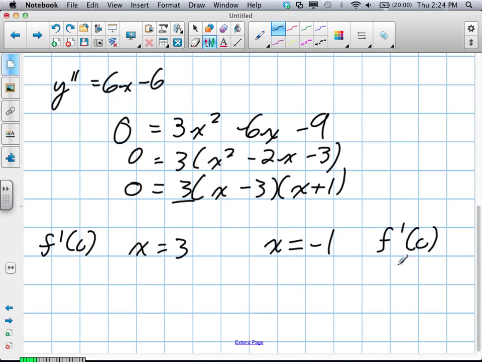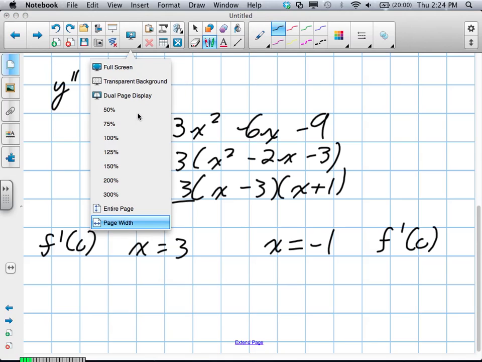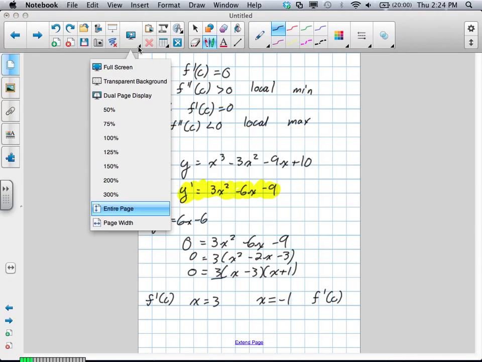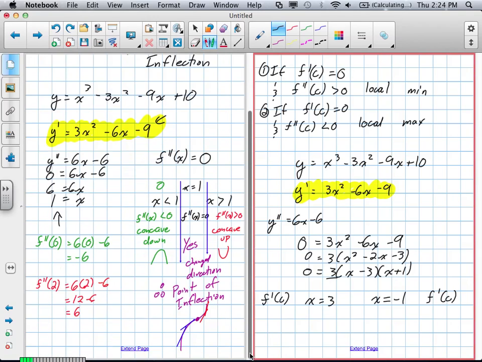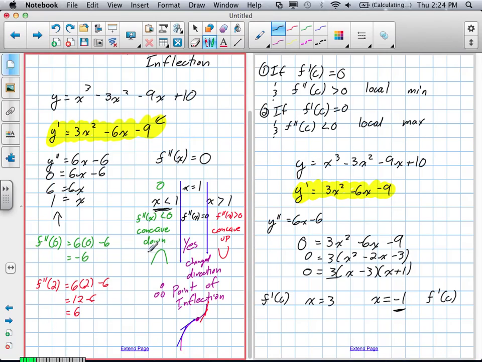Well, remember, at these points, we need to figure out if it's concave down or concave up in order to find local minimums or maximums. Luckily, we've already kind of done that part of the information on our other page. Remember, our point of inflection was at 1. So at less than 1, we're at -1. And when we were less than 1 on the other page, we were concave down.